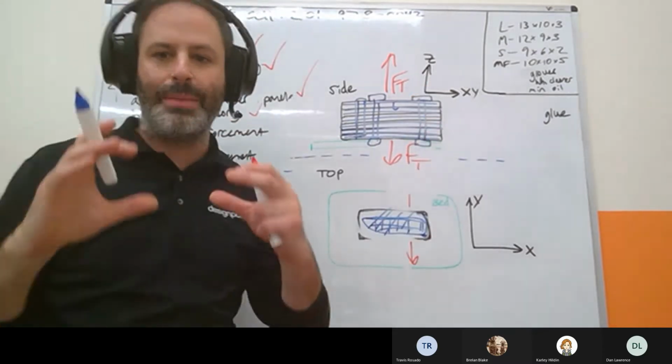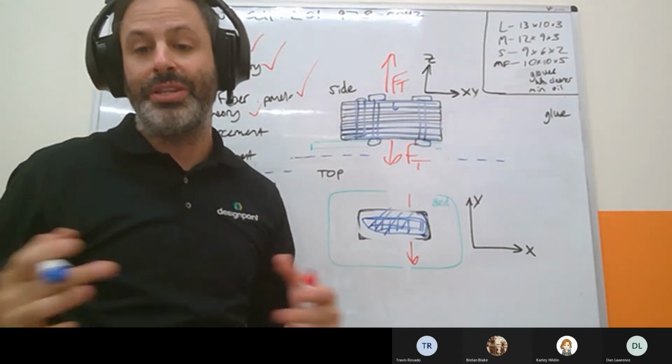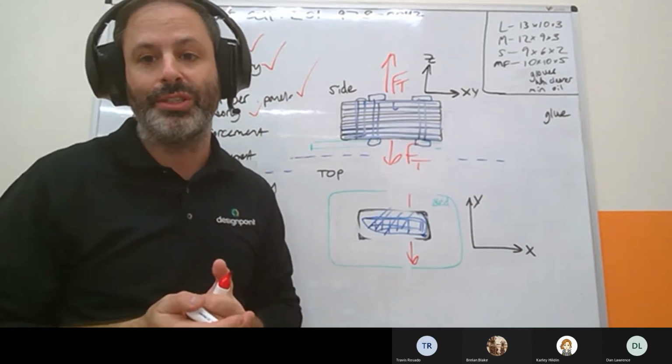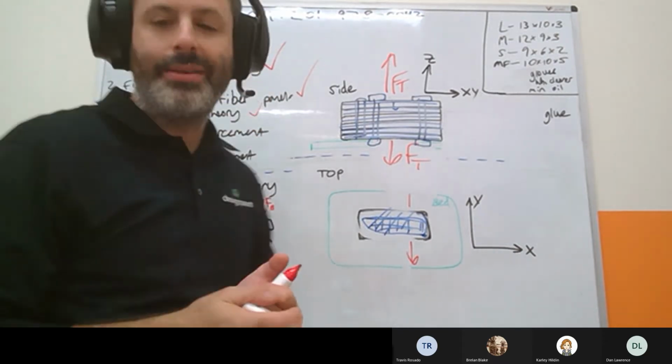And that creates a clamping force, which is going to prevent your layers from delaminating, or at least make it much harder for your layers to delaminate. Okay, now I think I got it.